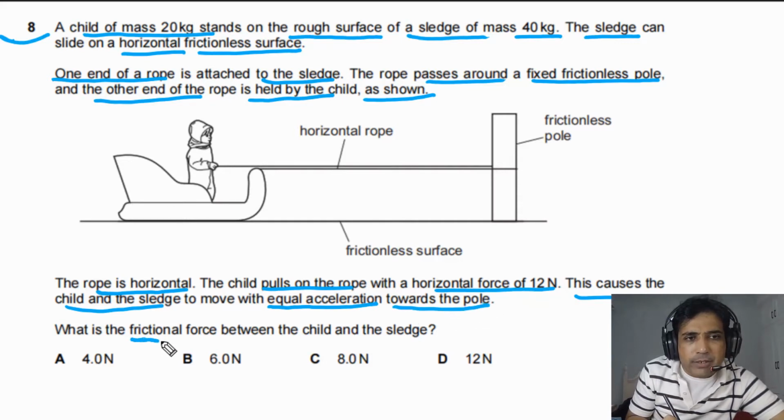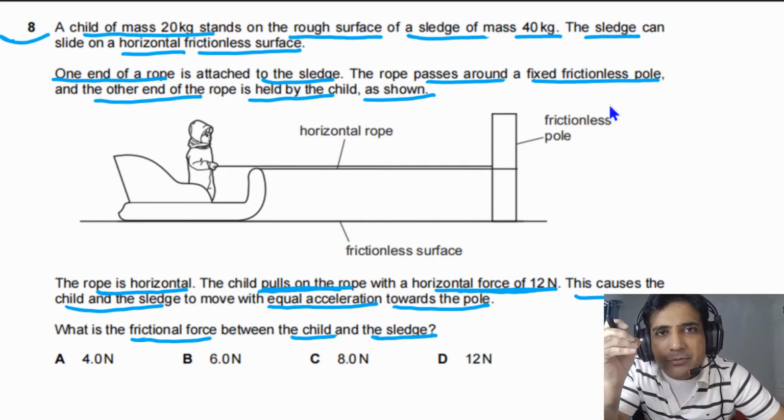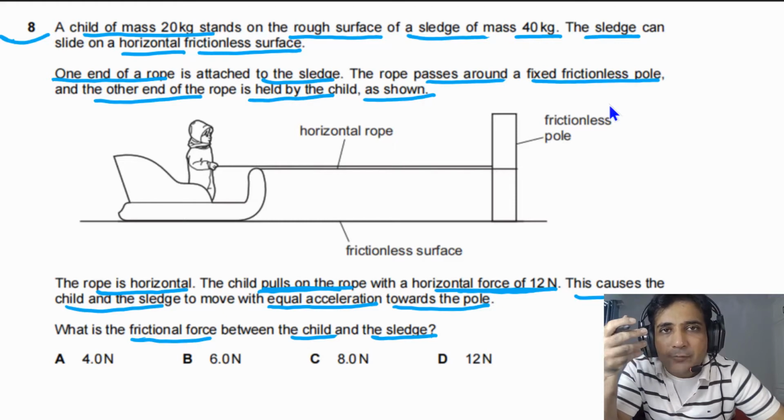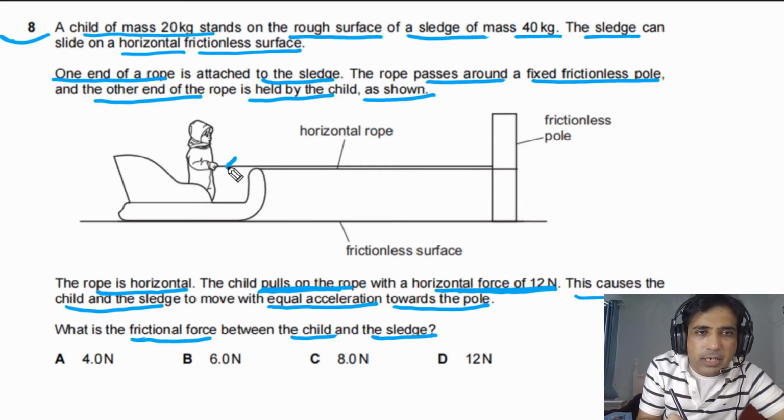We need to find out what the frictional force between the child and the sledge is. This is a very nice question on mechanics, or simply a great question on forces. Let's try to answer this one step by step. It is given that the child pulls on the rope with a horizontal force of 12 newtons. This means the child is pulling the rope to the left with a force of 12 newtons.